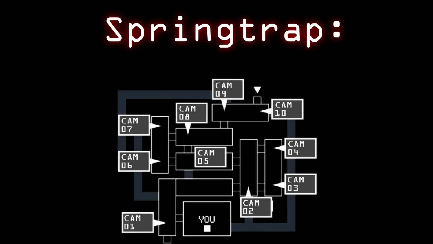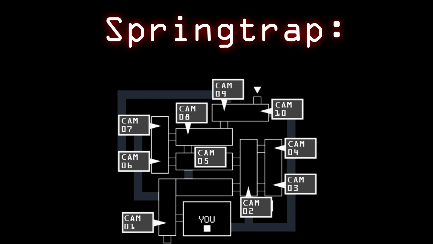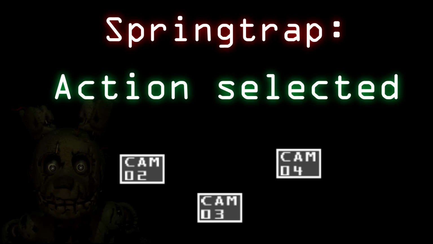The specific direction that Springtrap moves depends on his current location. For instance, if he's at camera 9 and the action selected value equals 2, he will move backwards. If it's 3, he will move forwards. If it's 4, he will head into the vents. If he's in a room without a vent, like the room on camera 6, he will only have the option to move forwards or backwards. This is because there is no vent present. So the action selected value and the camera location are key factors in Springtrap's behavior.